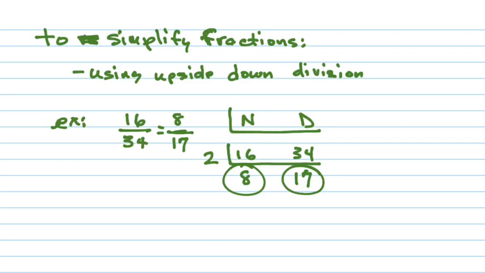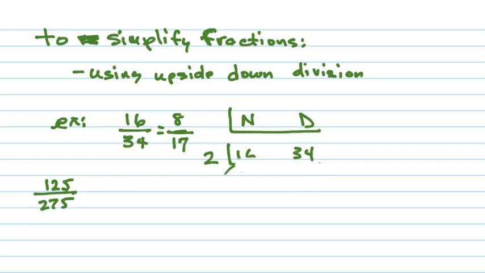Let's say we have 125 over 275. Right? Now, is it quick and easy to tell me what that's going to be? Quick. Is it going to be 1/4? 1/3? What? No, it's harder to see because the numbers are bigger, right? Well, we can organize it using this upside down division idea and reduce it very easily.